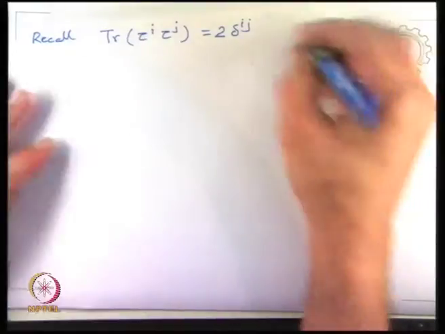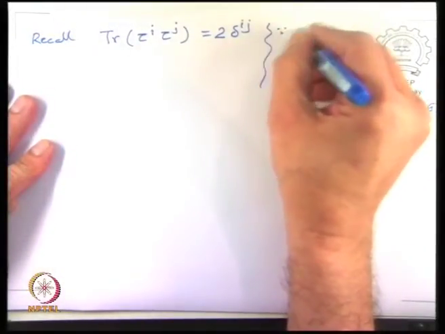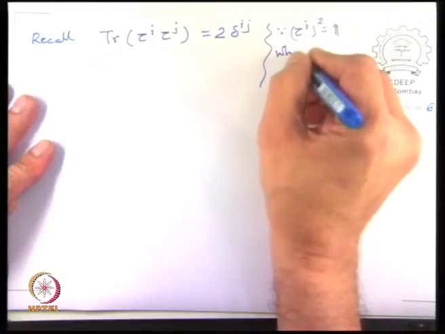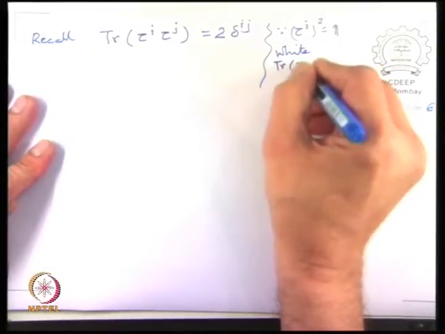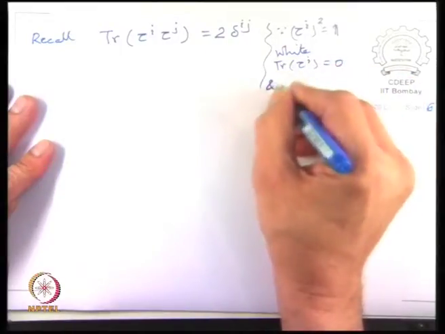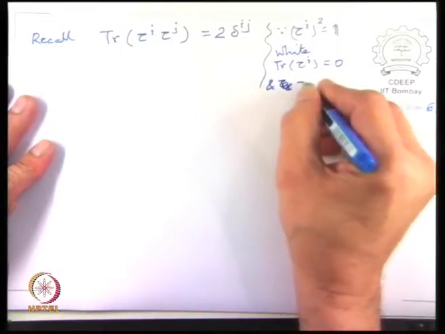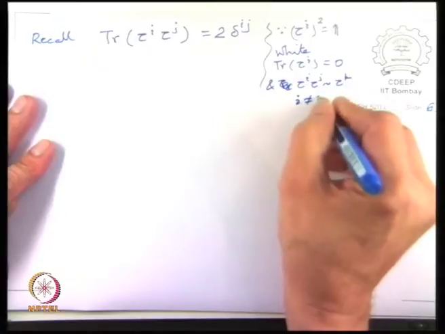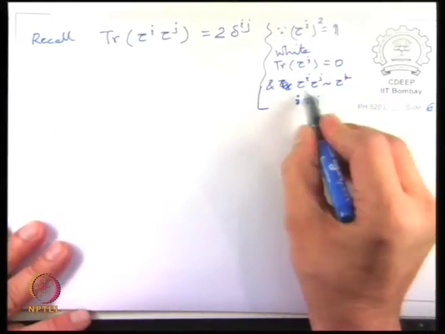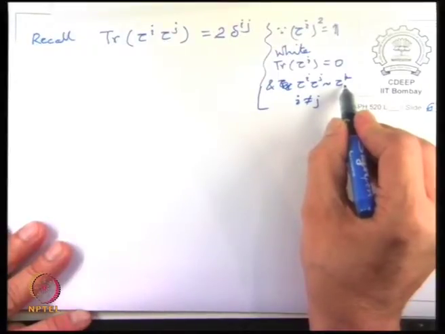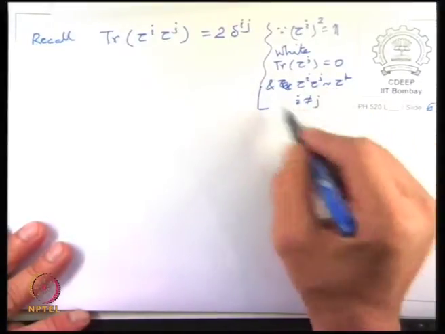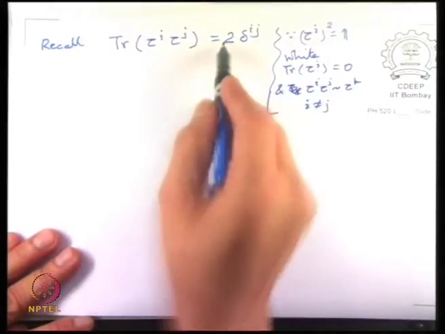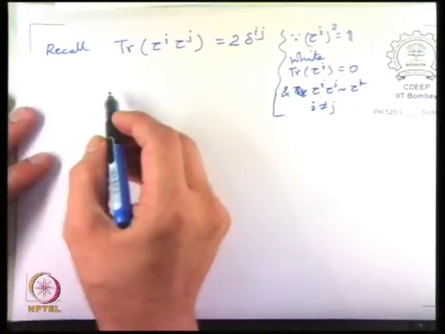So while trace tau I equal to 0 and tau I tau j is tau k if I not equal to j, since the product of two taus gives you a third tau, and the trace of all taus is 0, this is always going to produce 0 unless I and j coincide and we get identity, in which case we get 2.